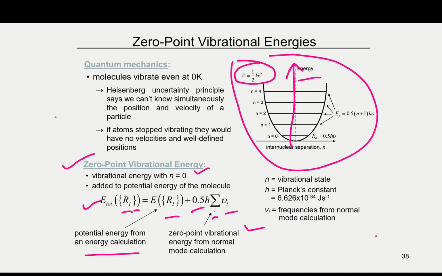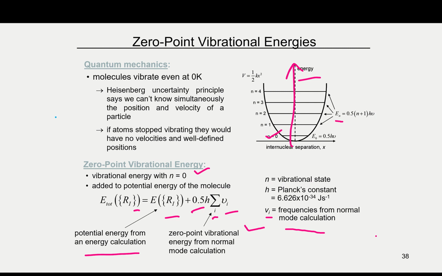from the normal mode calculation. Okay, it gives you what? It gives you the zero-point vibrational energy for this one. n is the vibrational state. So there is the 0 vibrational state, then 1, 2, you go there. En, this is the energy. h is the Planck's constant in here, 0.5 with 0.5. And vi is the frequency from the normal mode calculation. Okay, this is energy with the normal mode calculations.